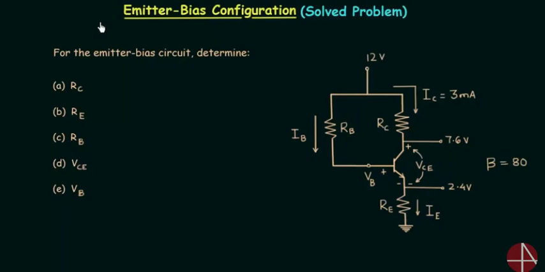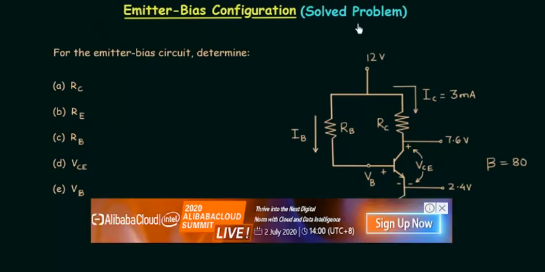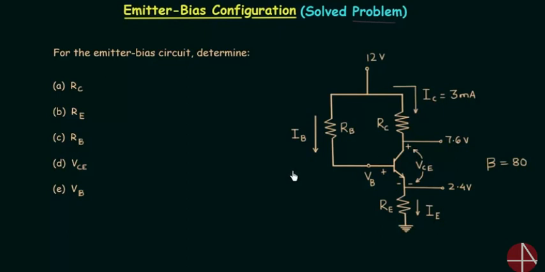In the previous presentation, we completed emitter bias configuration, and in this lecture we will solve one problem. Based on this problem, we need to calculate all the three resistances which are there in the emitter bias circuit. They are resistance RB, resistance RC, and resistance RE. The next thing is the voltage VCE. We have to calculate the output voltage VCE, and we also have to calculate the potential at point B.